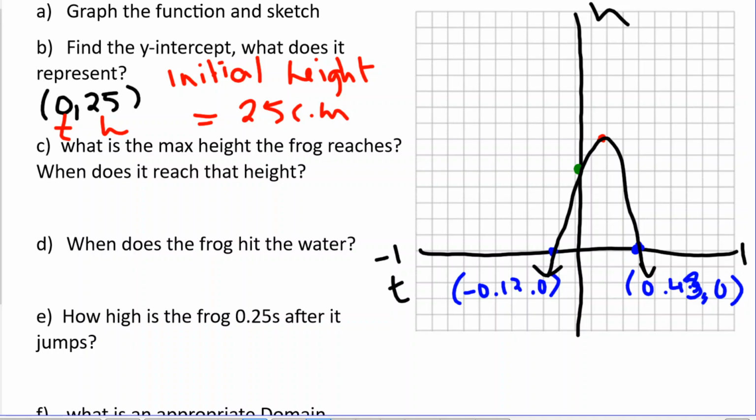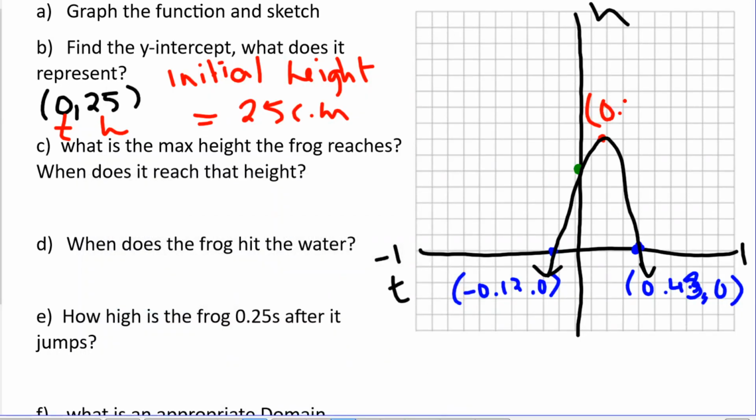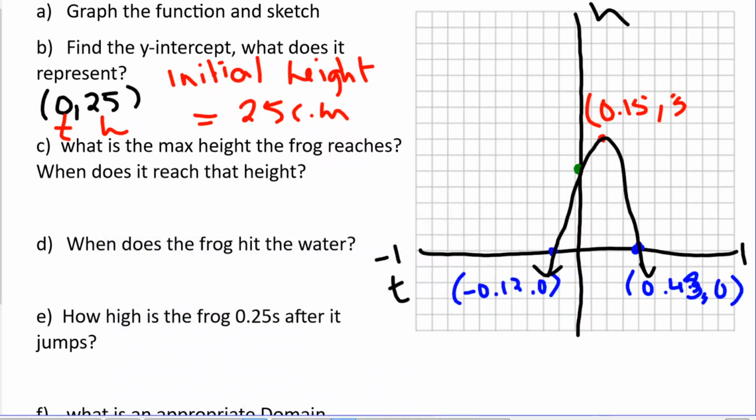What is the max height the frog reaches, and when does it reach that height? Well, that word max should be your hint that you're looking for your vertex here. And again, that vertex point that was, let me copy that down, 0.15 and 36.48.